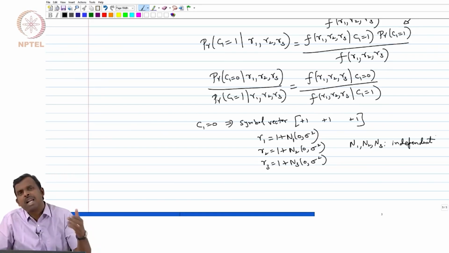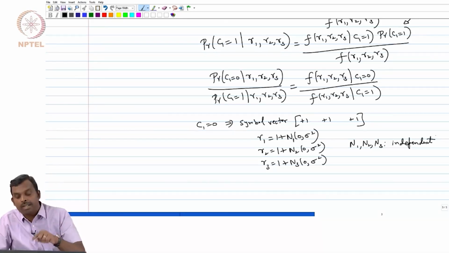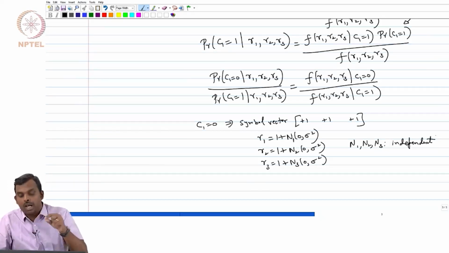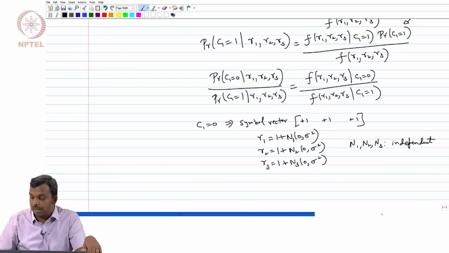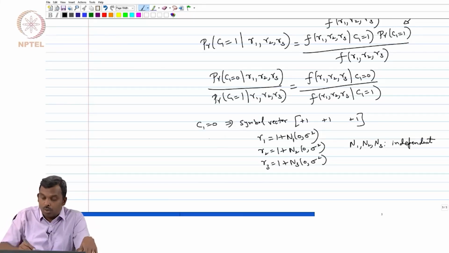Okay. Something similar happens when C1 is plus 1: the symbol vector is -1, -1, -1, and R1, R2, R3 are -1 plus a normal distribution, -1 plus another normal distribution, -1 plus another normally distributed value. All three are independent because different bits go through independent realizations of the channel. So, once you know what happens when C1 is 0 and C1 is 1, you can plug in the normal distributions here.